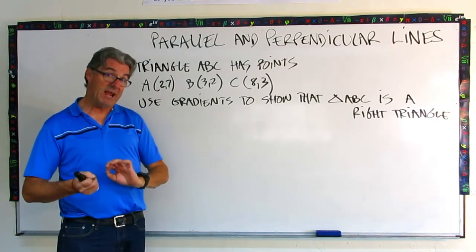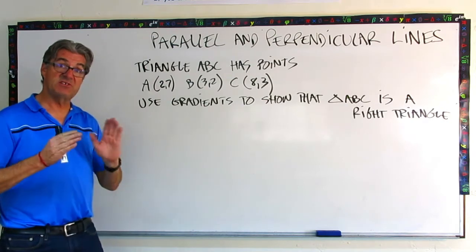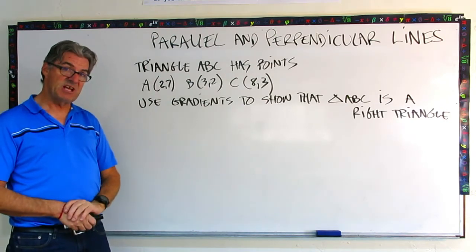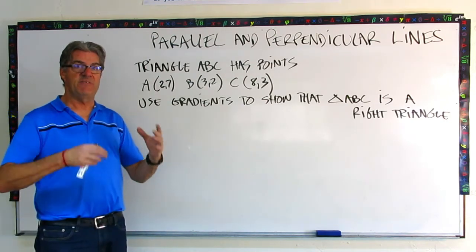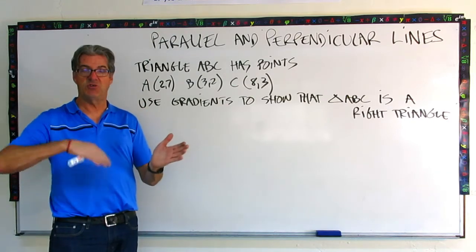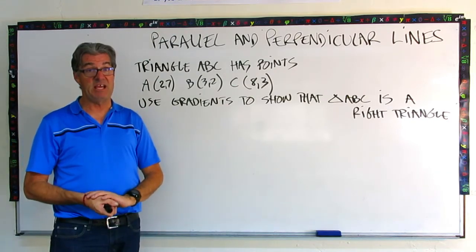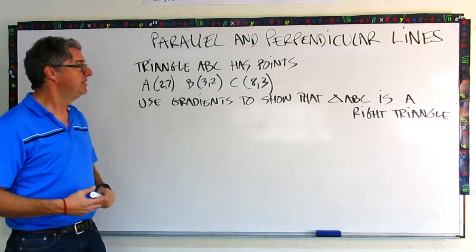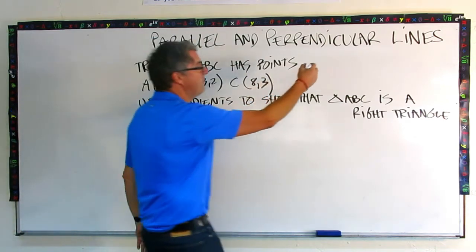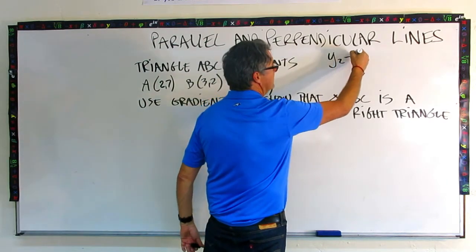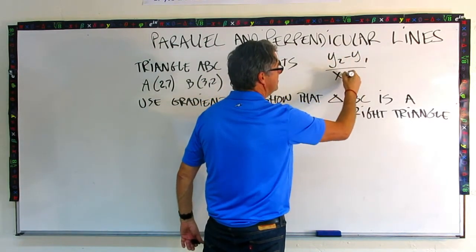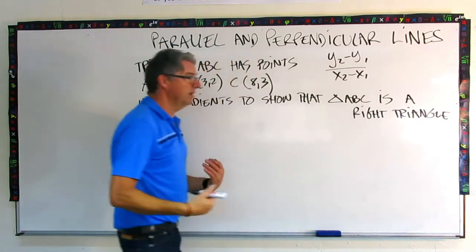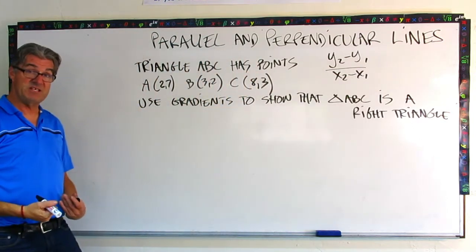So to use gradient, we need to find the slopes of all 3 sides and look and see if the slope of one side is related to another one by the negative reciprocal. And we can do that. We have all the tools. Now you have to remember, our slope formula here is y2 minus y1 over x2 minus x1. So we're going to use that extensively, like 3 times.